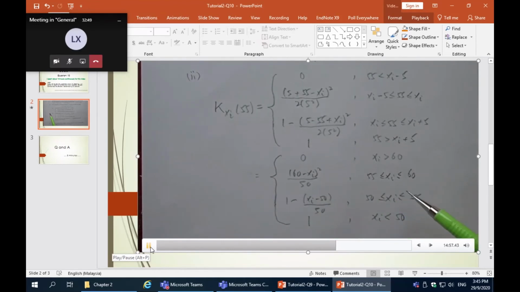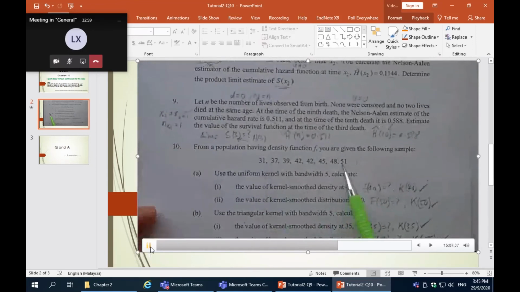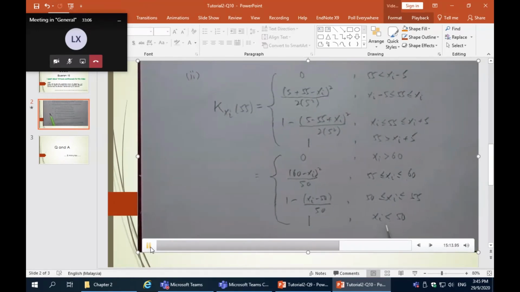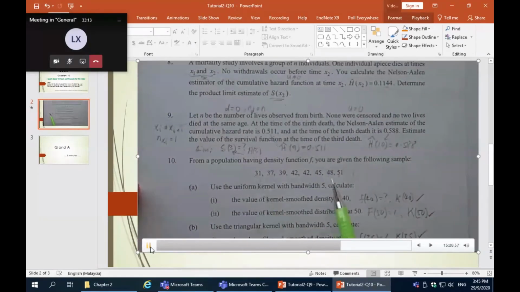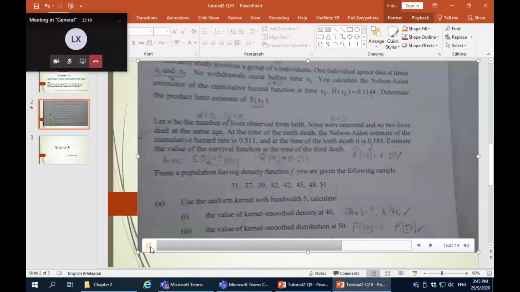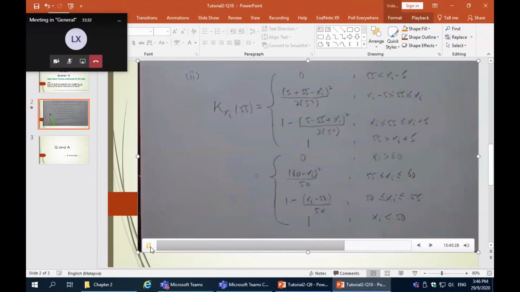Based on these intervals, whatever data is less than or equal to 60 will be considered. In other words, all the data are to be considered. Whatever data is less than 50, the k value is 1, so the data from 31 to 48, which is less than 50, have k value 1. I have 5 of these data where the probability is 1 over 8, except 42, where the probability is 2 over 8. And this 51 falls on this interval with this value.